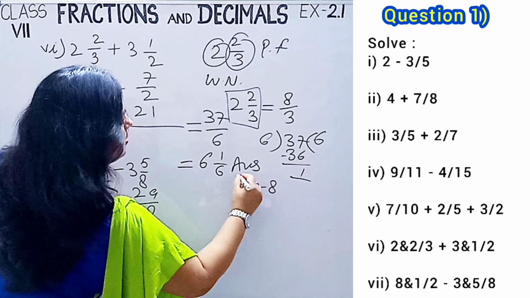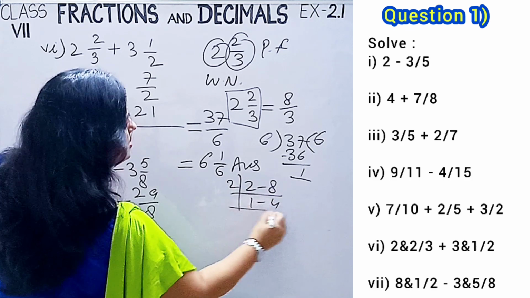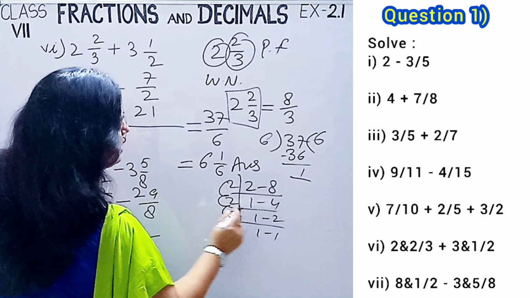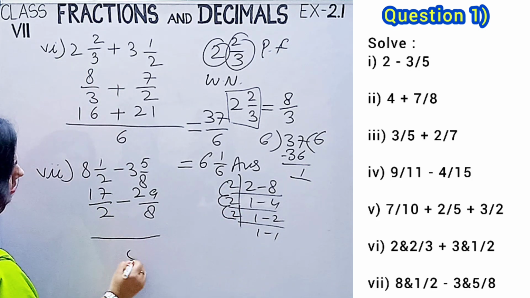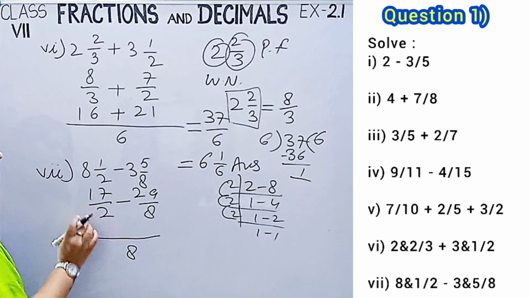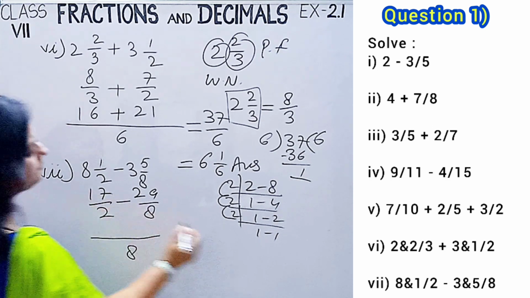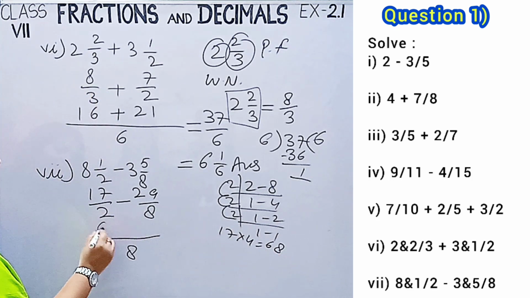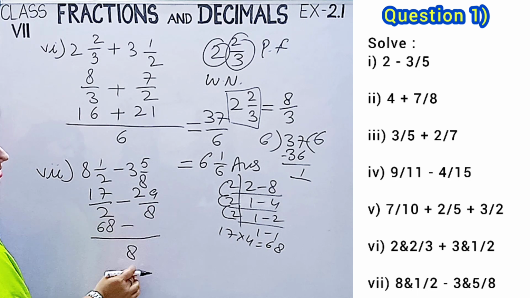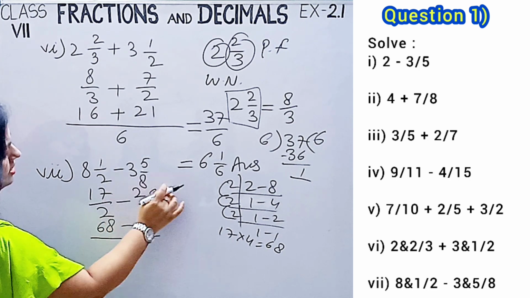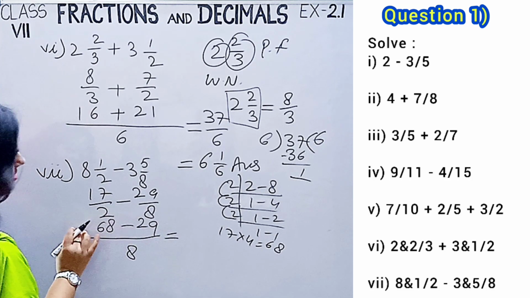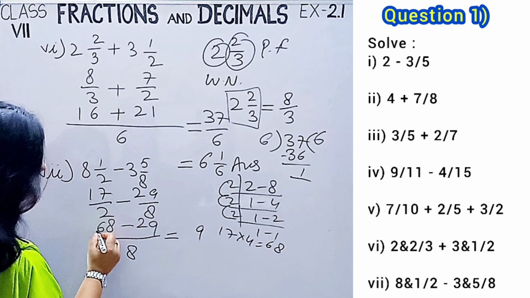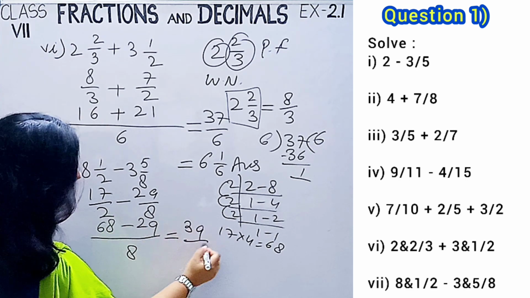Here 2 1s are 2, 2 4s are 8. So 2 multiply 2 multiply 2: 2 2s are 4, 2 4s are 8. Divide 8 by 2, we get 4. 17 4s are 68. Minus 8 divided by 8, we get 1. Multiply with 29, we get 29. Subtract 29 from 68. So 9, 6, 5, 3 upon 8.